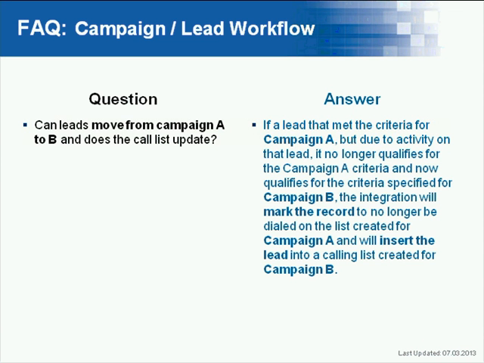Looking at campaign and lead workflow, one of the common questions we get is, can a lead move from campaign A to campaign B, and does the calling list update? And the answer is an absolute yes. In fact, if a record is eligible for a campaign now, but due to the activity on that lead, the disposition or status code changes and it's no longer qualified for that campaign, it can then, based on certain rules, be dynamically added and inserted into another campaign as well.